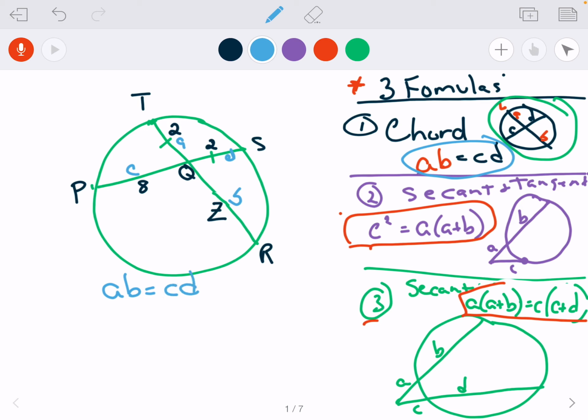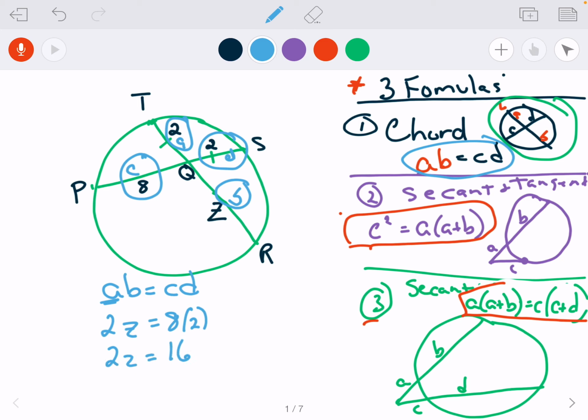So remember, two numbers together or letters together mean multiply. So my value of A is 2. My value of B is Z, so I don't know that value. My value of C is 8. My value of D is 2. Now, I recommend you sketch these and fill in your numbers. It makes it a whole lot easier than trying to do it all in your head. So I have 2Z equals 16. So Z would equal 8.